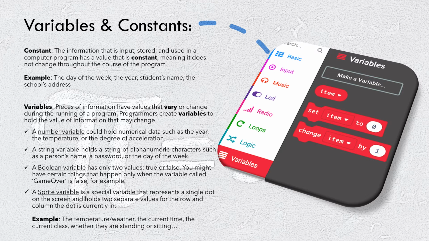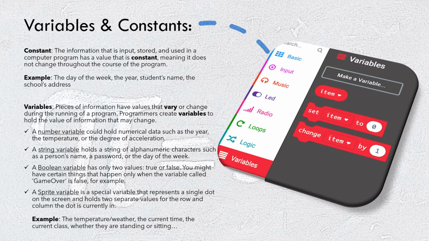The temperature, weather, the current time, the current class, and whether they are standing or sitting are perfect examples of variables that keep changing throughout the program. As you can see on the screen, for the types of variables, a number variable could hold numeric data such as year, temperature, degree or acceleration. A string variable holds a string of alphanumeric characters such as a person's name, password, or day of the week.